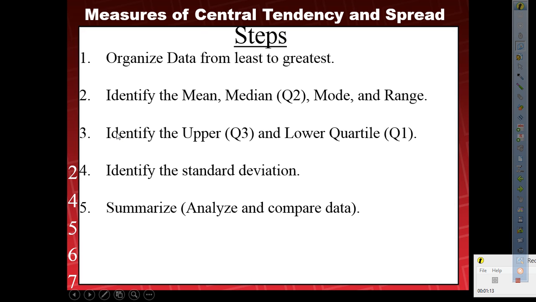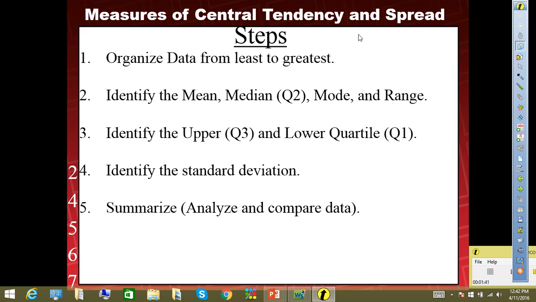So for today, we're going to be working on steps 3, 4, and 5. Copy those, please. Identify the upper and the lower quartile. Step 4, identify the standard deviation. And step 5, summarize, which is analyze and compare. Copy that, please.